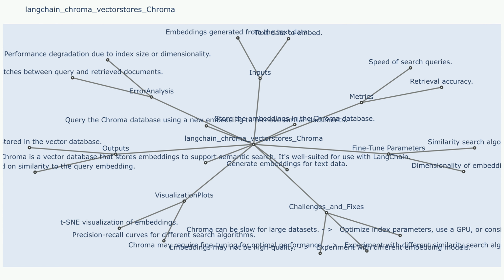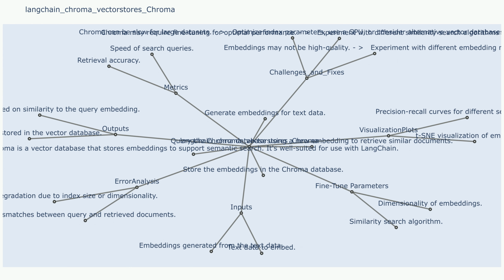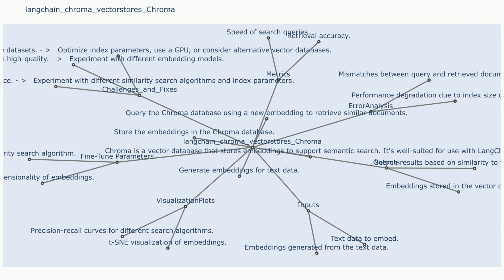Metrics. Retrieval accuracy measures how well Chroma retrieves relevant documents based on the query. This can be evaluated using metrics like recall and precision. Search speed measures the time it takes Chroma to perform a search query, indicating its efficiency and scalability for handling large datasets. Visualization plots. Embedding space visualization.